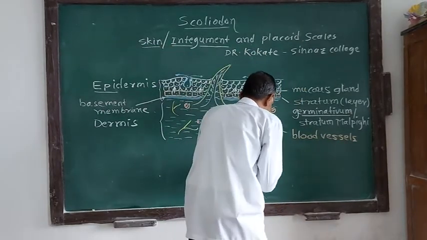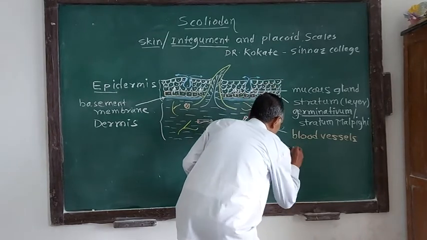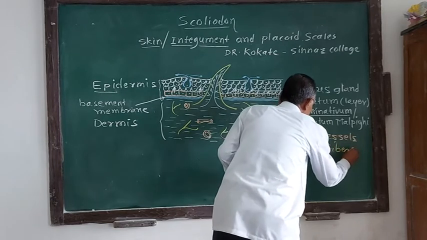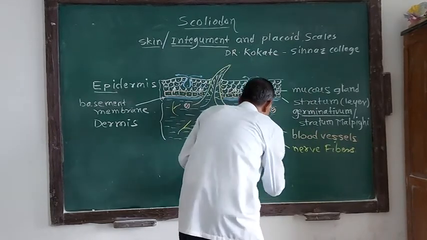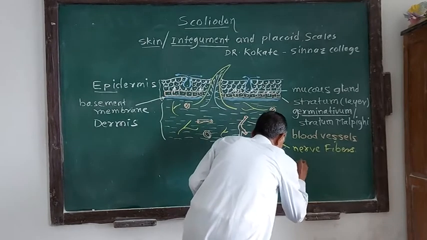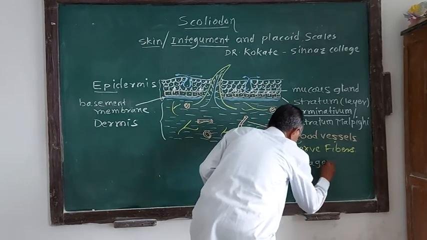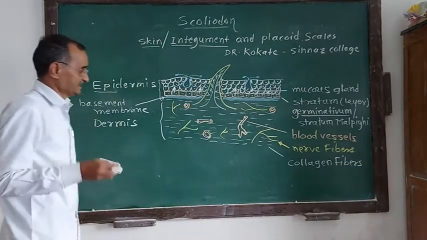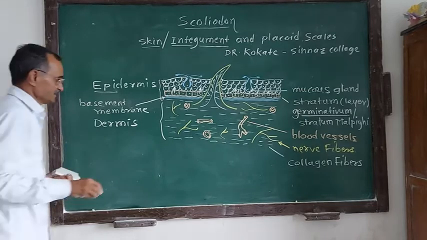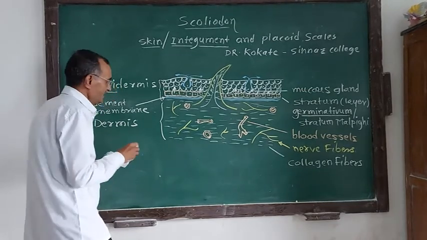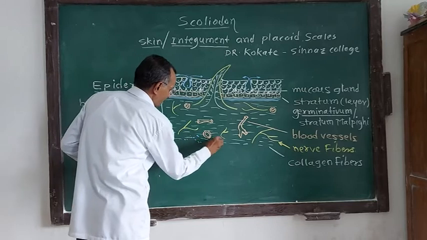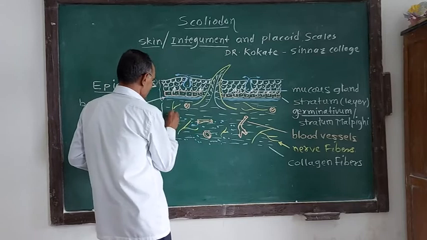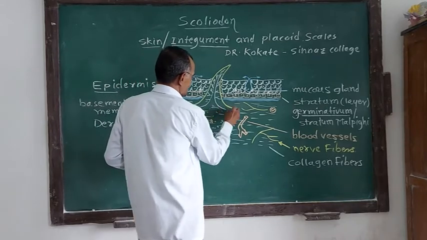Nerve fibers. The dermis is composed of nerve fibers. Then what else does it consist of? Collagen fibers. These are collagen fibers. So blood vessels, nerve fibers, collagen fibers, and a connective tissue like this, by this way. They compose this dermis.